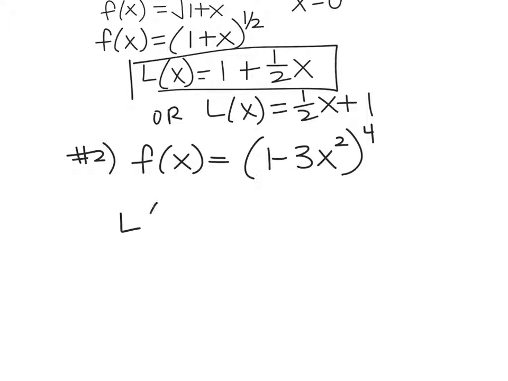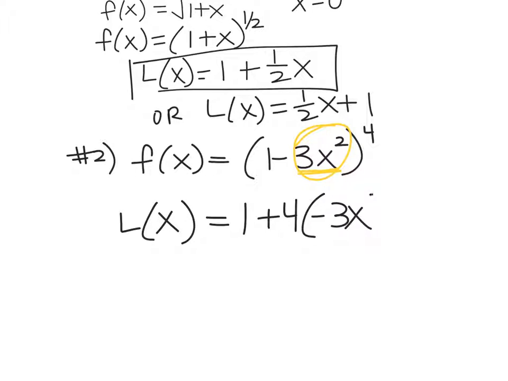When you do this one and you're going to use the formula, you have to think of this 3x squared as your x, okay? The whole thing is like your x. So this is 1 minus x to the 4th, but this 3x squared is the x instead. So when you write this in your formula, which is 1 plus kx, it's going to be 1 plus 4 times negative 3x squared. Like that.